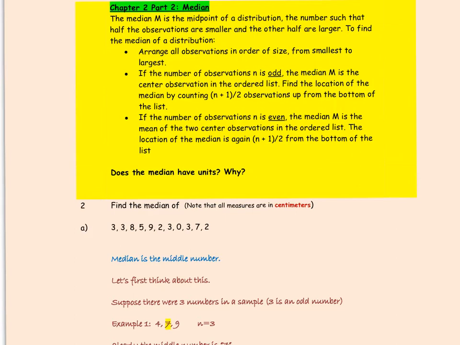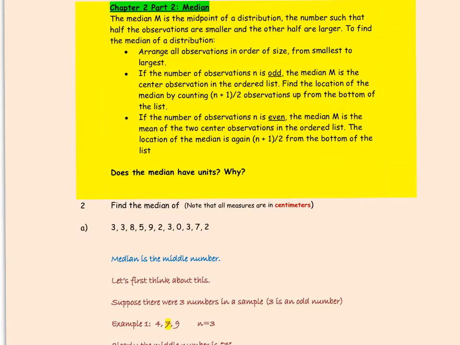We've just defined a number that represents the center, and that is the mean. Mean is the average. We add all the numbers and divide by the total number of numbers. The next number we're going to define is the median. Roughly speaking, the median is the middle number in the data set when the numbers are arranged in some sort of order, that is, either ascending order or descending order.